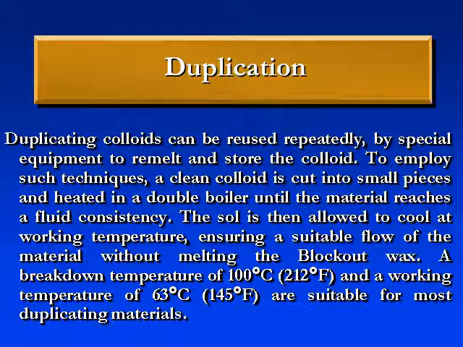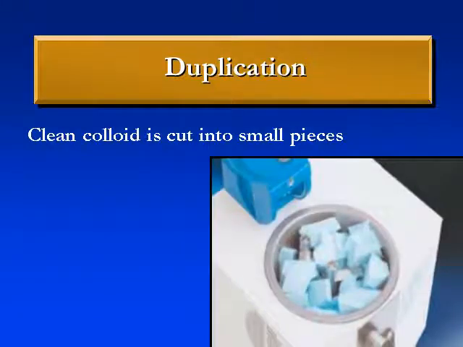The breakdown temperature is 100 degrees centigrade, 212 Fahrenheit. The working temperature is about 63 degrees centigrade, 145 Fahrenheit, which is suitable for most duplicating materials. So the duplicating material, if it is clean, can be used again and again without discarding. So this is clean colloid material cut into small pieces.